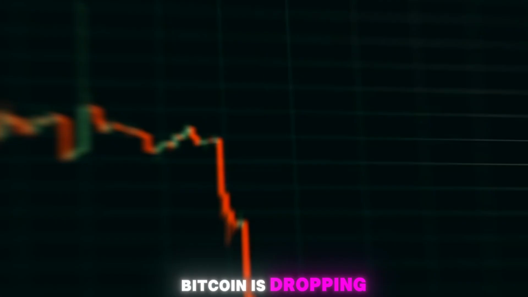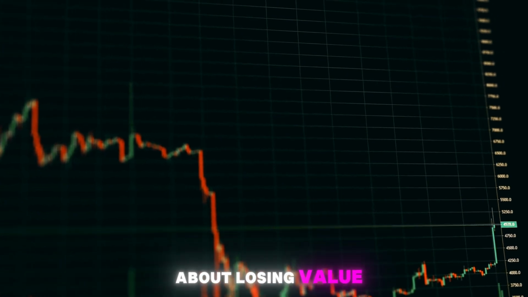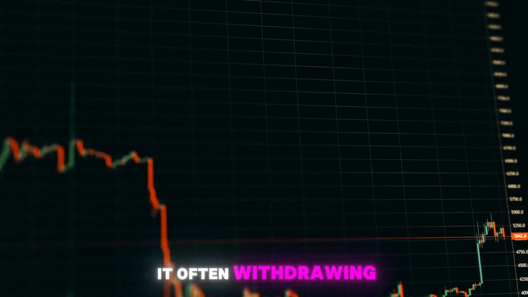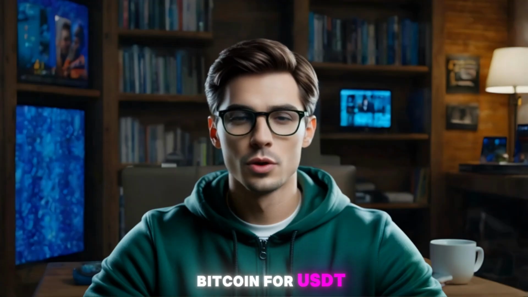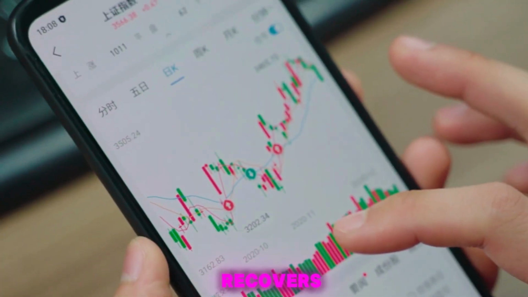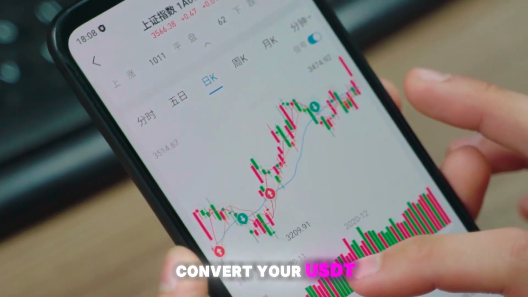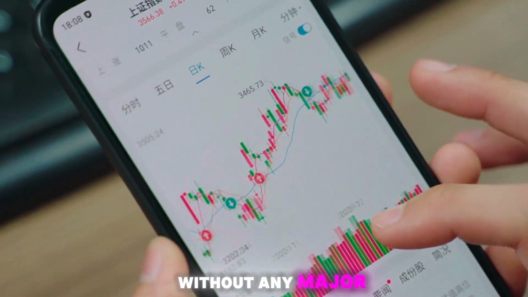Example: Bitcoin is dropping fast, and you're worried about losing value. Instead of selling it off and withdrawing cash, you swap your Bitcoin for USDT. When the market recovers, you can easily convert your USDT back into crypto without any major losses.